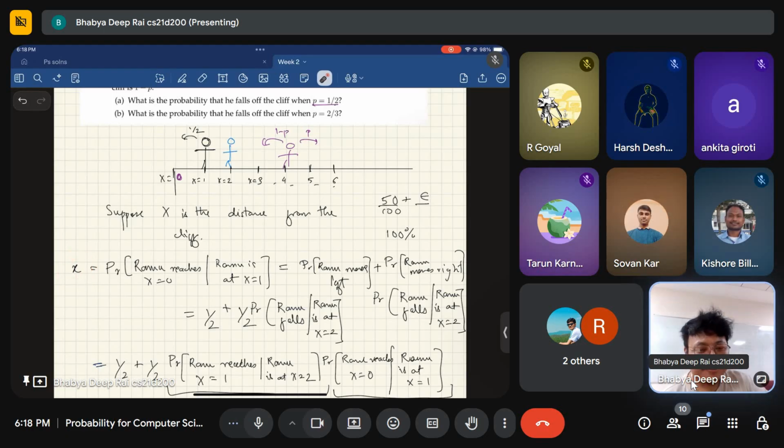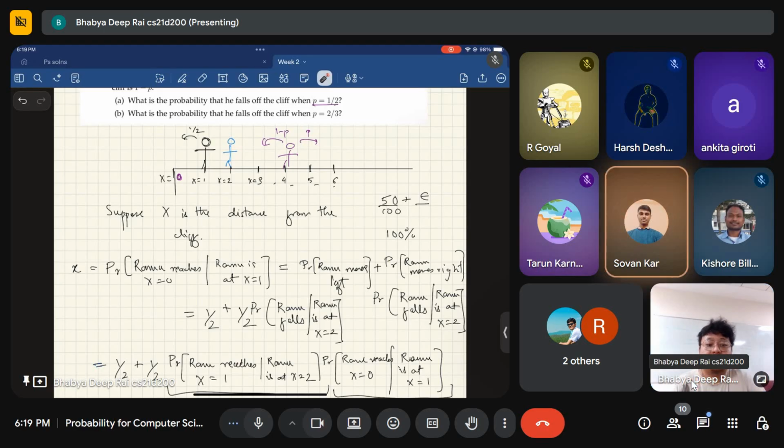Yes, sir. Now, what Chauvin is saying is that if he is here, the probability that he'll reach x equals 1 is again x. Can you explain, Chauvin, the idea?